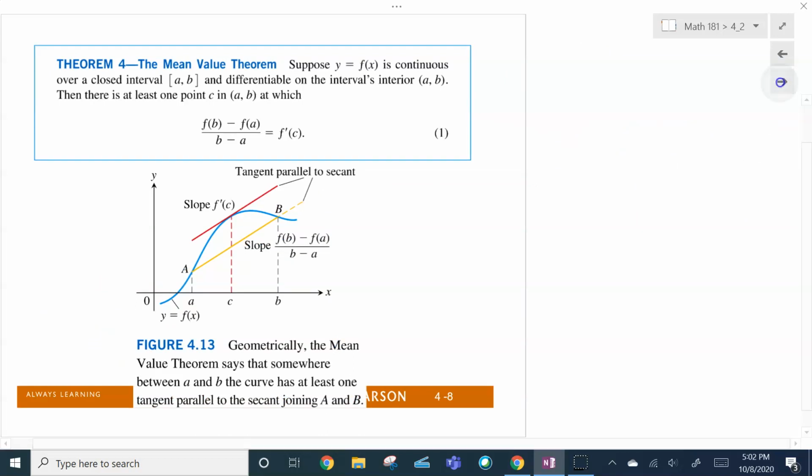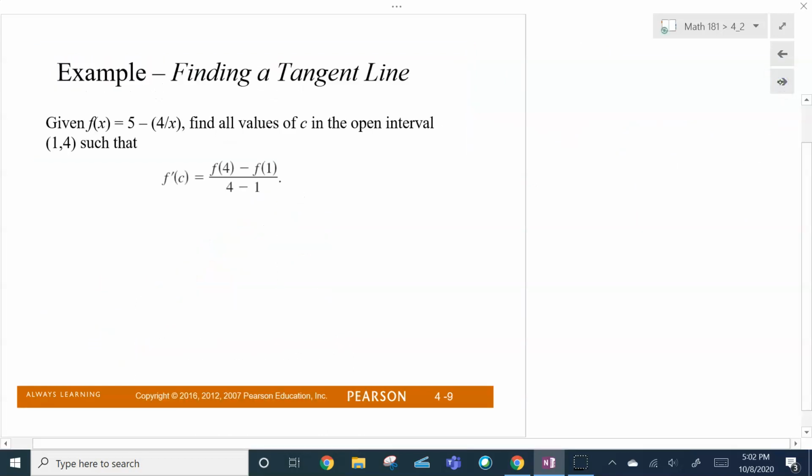Oh, there's a better picture. Forgot about that. Given the function f of x equals, I'm going to actually write it negative 4x to the negative 1 plus 5. Okay, so I'm going to rewrite that. Find out all values of c in the open interval from 1 to 4 such that. All right, so we've got this function.